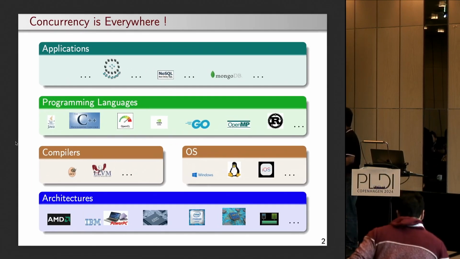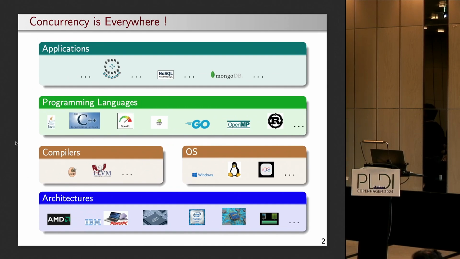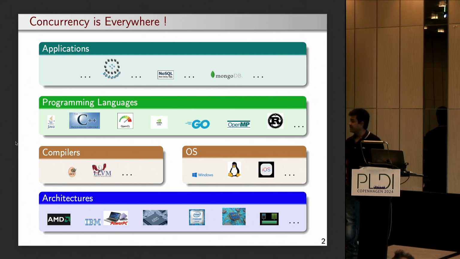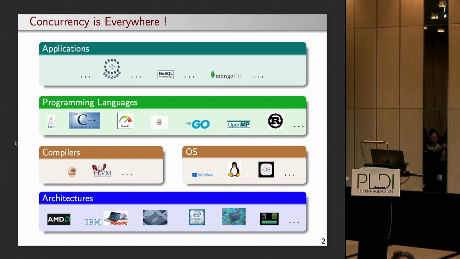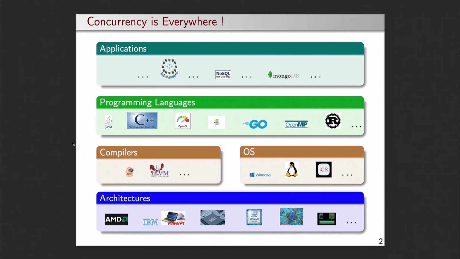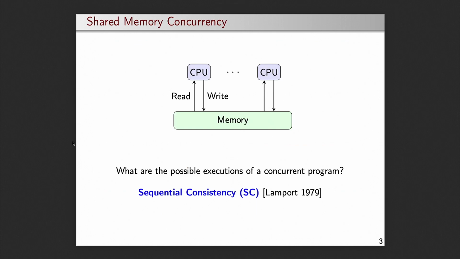So, in today's computing, as you know, concurrency is everywhere, from applications and programming languages to architectures. And particularly with the emergence of modern multicore hardware, shared memory concurrency has been a dominant programming paradigm. Now, what is shared memory concurrency? In this case, different processing units are connected via a shared memory, and the data resides in the shared memory locations where multiple threads can read and write to exchange information and communicate.